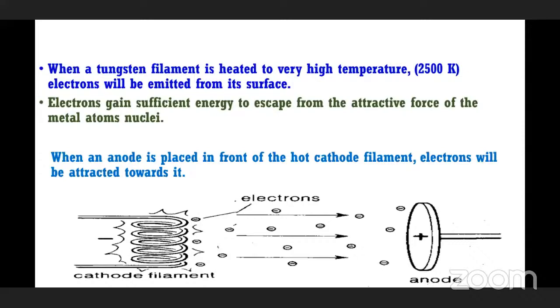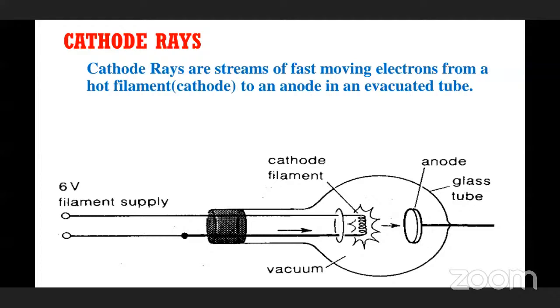That is the definition of cathode rays, which we just discussed: the stream of fast-moving electrons from a hot filament, that is, the cathode. The hot filament, in this case, is the cathode, which we are heating in order to emit electrons. And all these are placed in an evacuated tube.